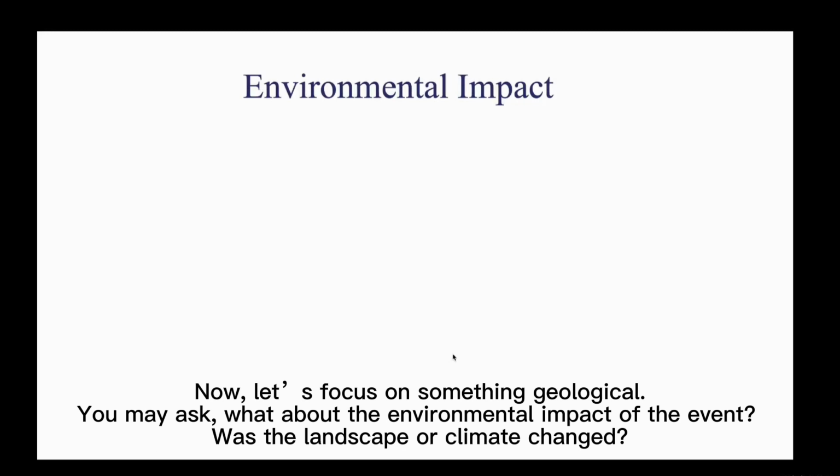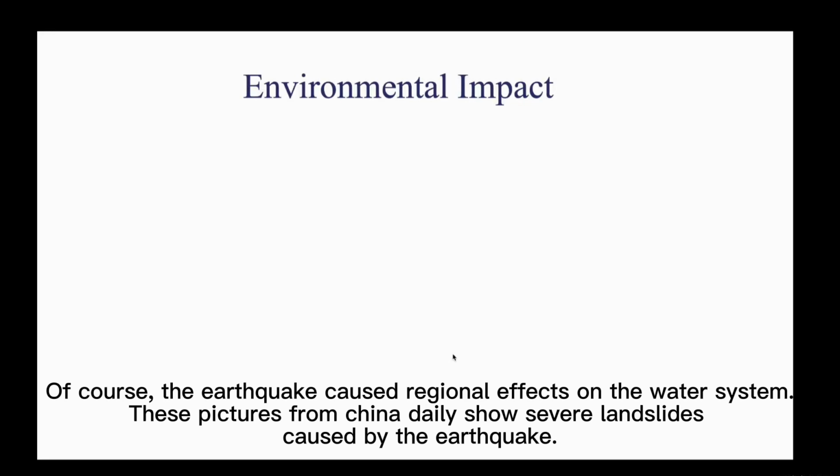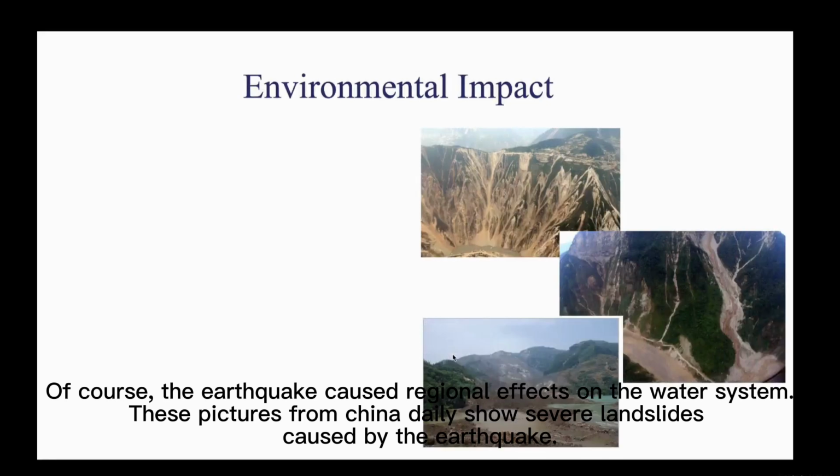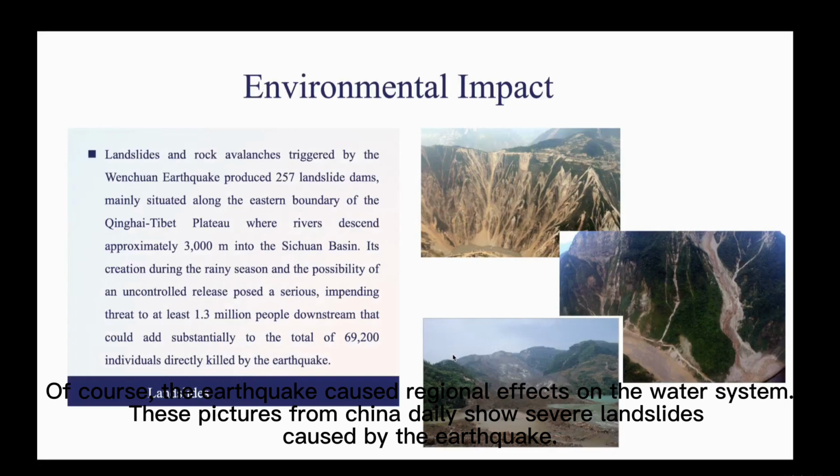Now, let's focus on something geological. You may ask, what about the environmental impact of the event? Was the landscape or climate changed? Of course, the earthquake caused regional effects on the water system. These pictures from China Daily show severe landslides caused by the earthquake.